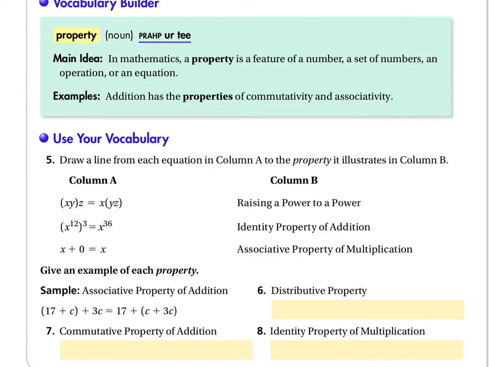That's equal to x times the quantity y times z. Since your values are being regrouped, that is the associative property. The second one, x to the 12th raised to the 3rd, is x to the 36. That is the property of raising a power to a power. And the last one, x plus 0 equals x. That's the identity property of addition.